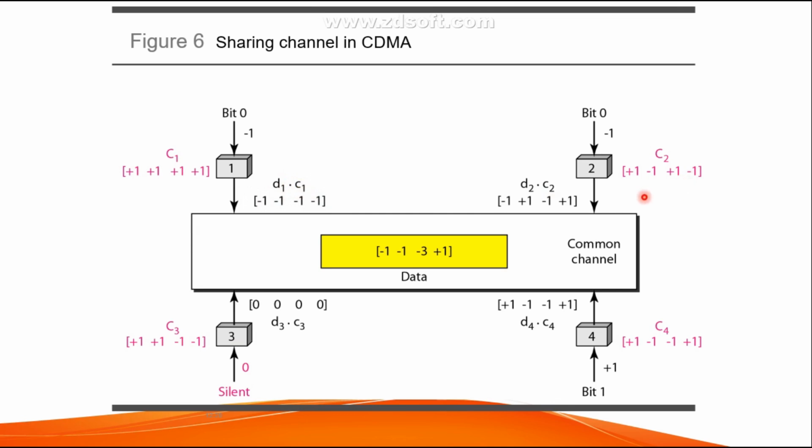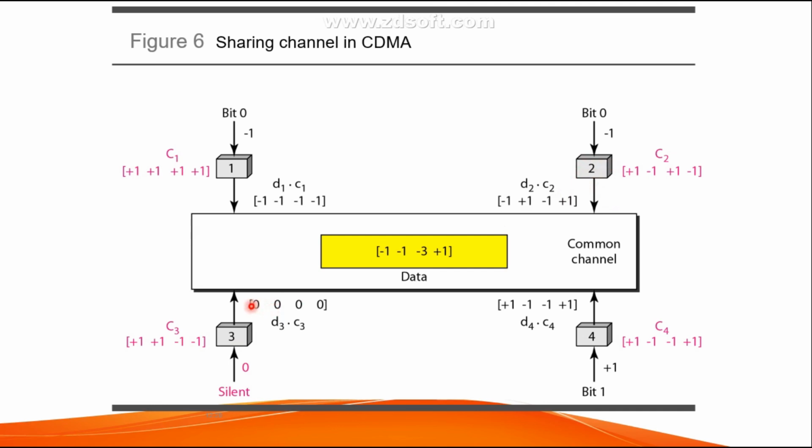Similarly, station 2 is going to perform the multiplication, that is D2 into C2, and over here D2 is -1. So -1 into +1 is -1, -1 into -1 is +1, -1 into +1 is again -1, and -1 into -1 is +1. So this is the resultant of your station 2.